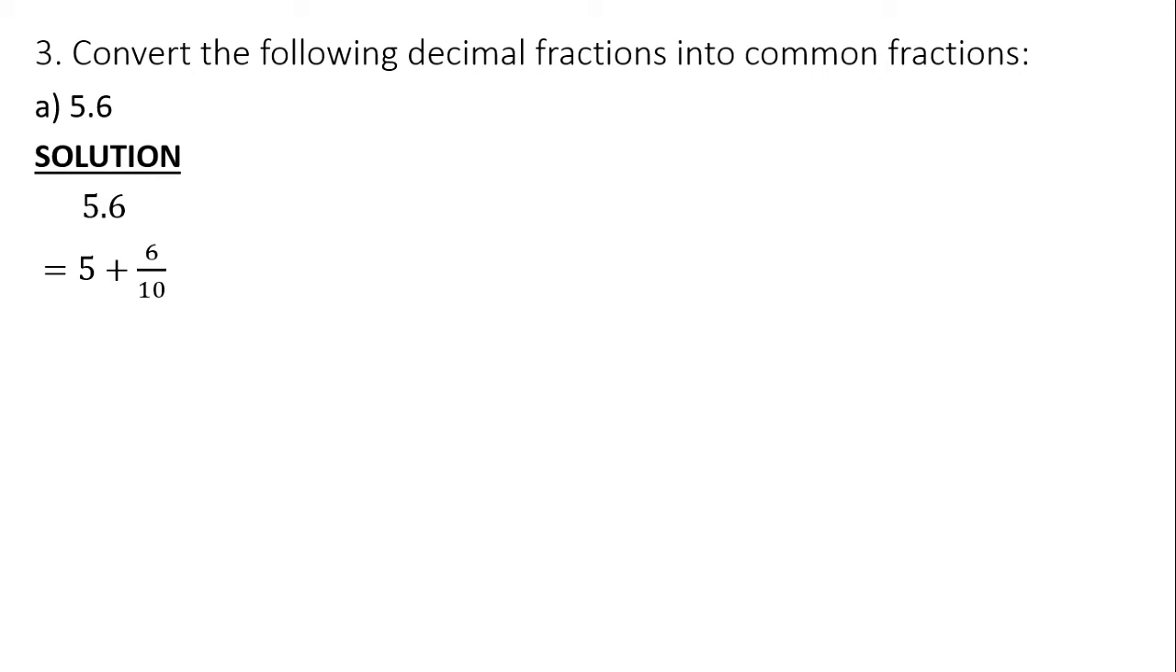Take that 6 over 10 to its lowest terms. It's the same as 3 over 5. If you add 5 plus 3 over 5, you are going to get 5, a whole number, 3 over 5. That is your answer.